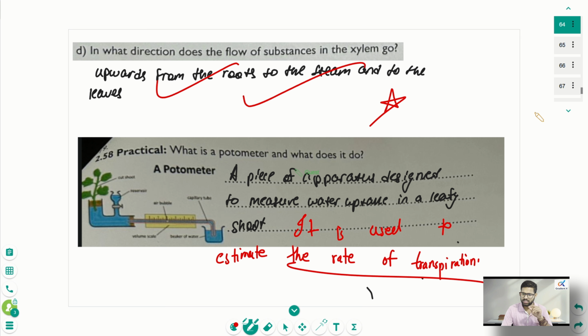But just check your worksheet. No, it is small only. I thought that this is a big answer. Because when it comes to a big answer, you have to specifically explain all the things that are given over here: volume, scale, everything. When they ask this for a 4 marker or a 5 marker, just explain it in steps. How is the potometer being used? You just have to specify that.